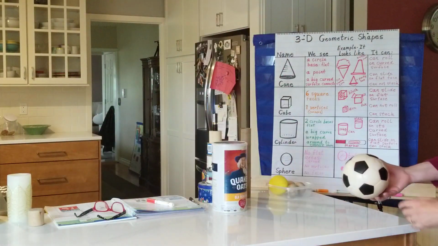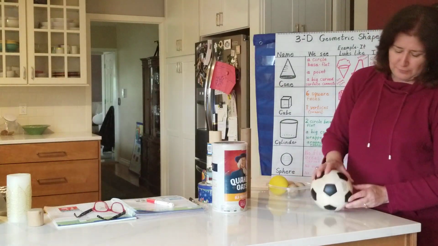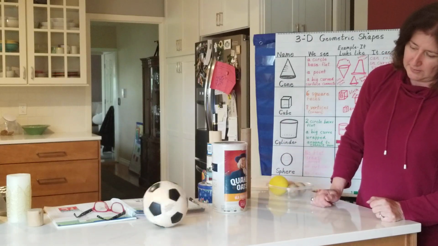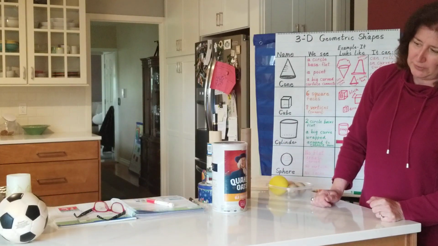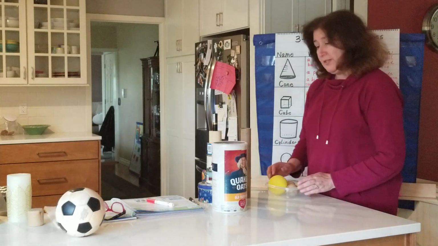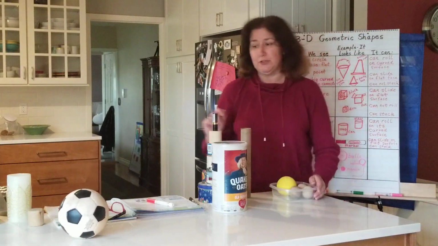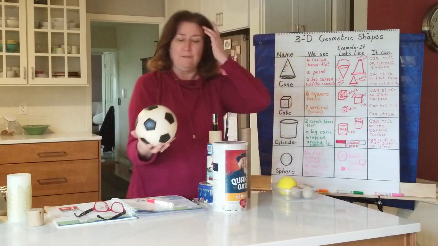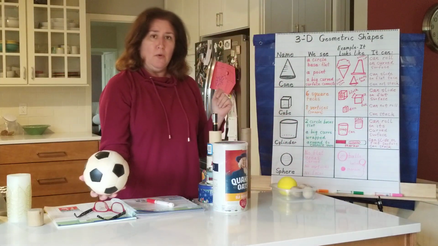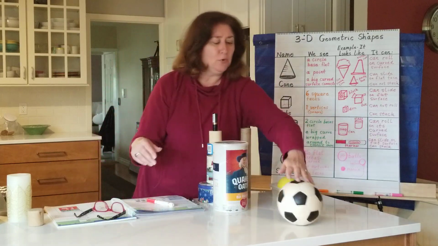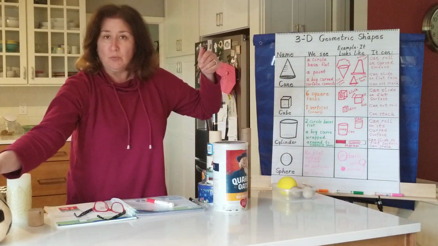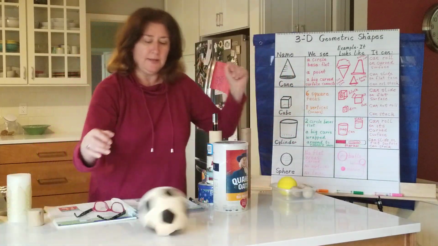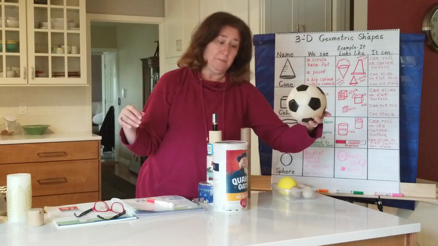So we can roll. And if you look at this little writing here, you'll see it. Moving along. So the sphere has only a curved surface, doesn't it? Only a curved surface. It doesn't have any flat faces. So when we move a ball, it is rolling, isn't it? It's not going to be sliding. It's going to be rolling.